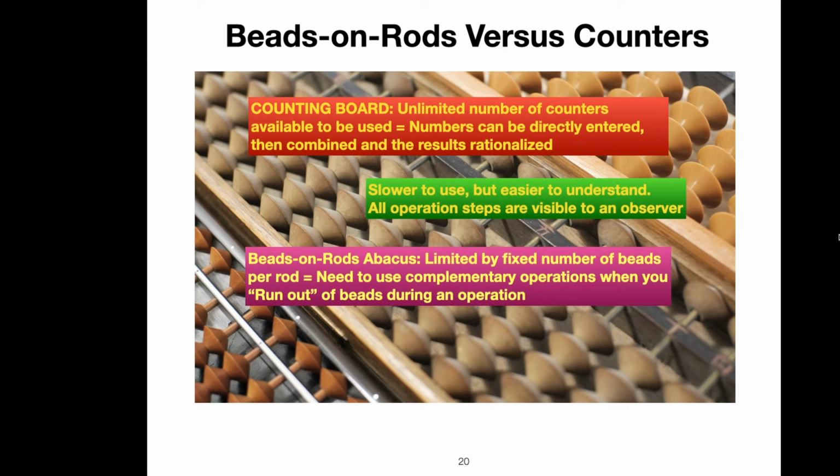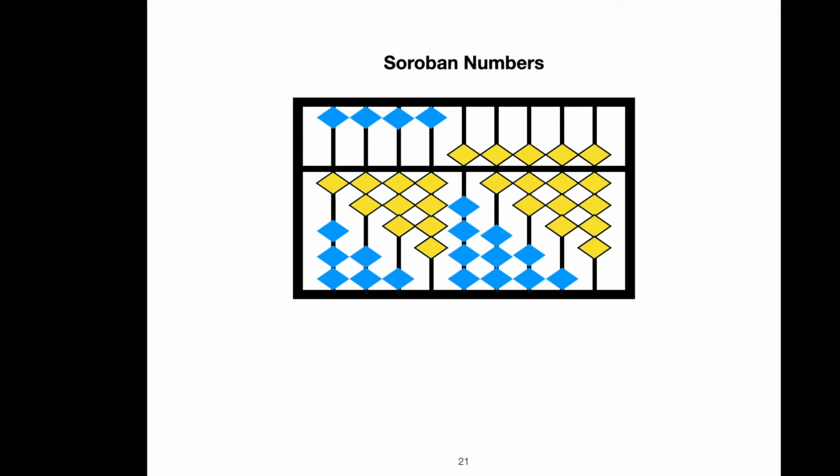Whereas the beads on rods abacus, you have a fixed number of beads available on each rod, which means there are times during the calculation that you need to use complementary operations when you run out of beads in the middle of a calculation, as we shall see shortly. And therefore, the beads on rods abacus requires more work and more mental work, but also can be faster. The modern 1-4 Japanese Soroban type of abacus, and let's look and see how numbers are represented on it.